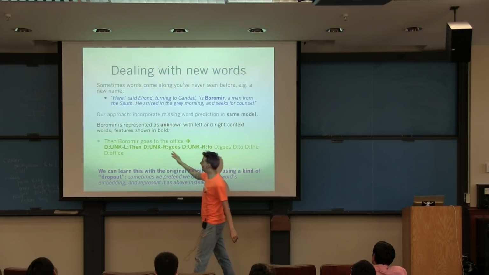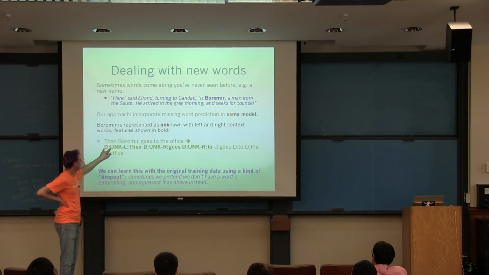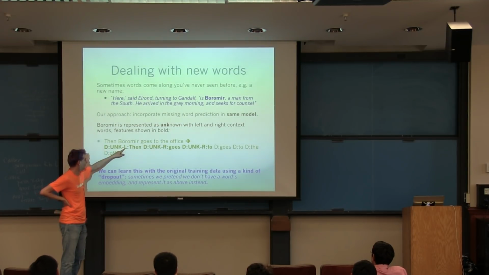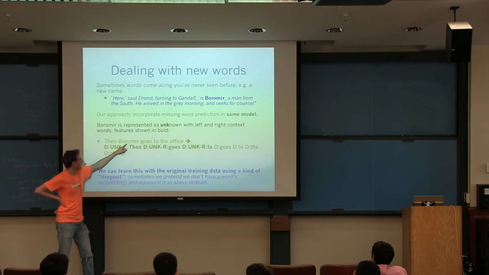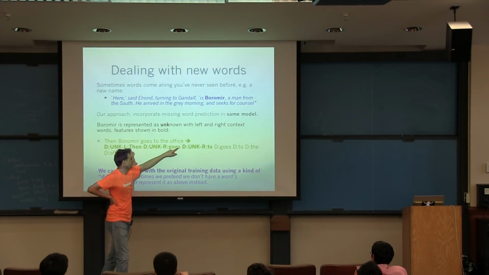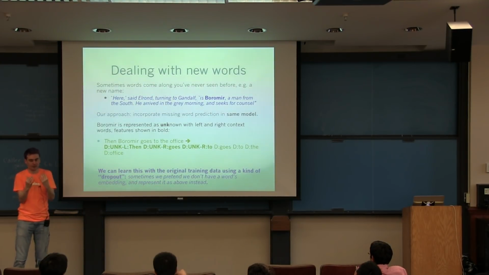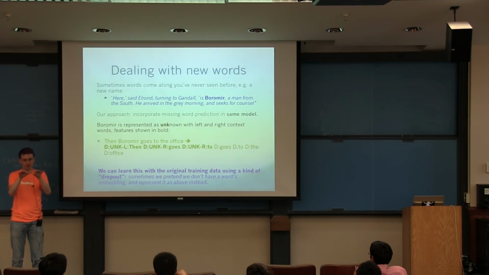So we do that with these special features. We don't have a word embedding for Boromir, but what we can have is a special unknown word, where to the left is the word then, and to the right is goes to. So we have this special unknown goes is to the right, and unknown to is to the right. We can represent a missing word using these special context dictionary words.